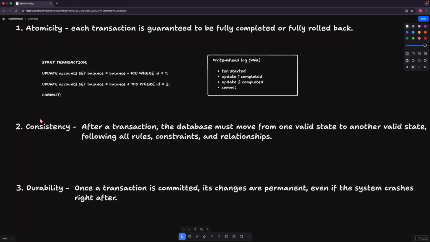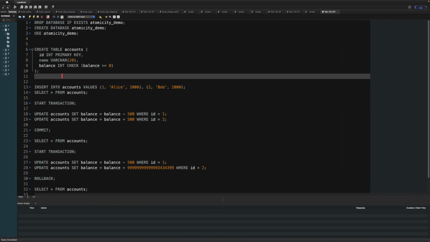The next principle we have is consistency. With consistency, we mean here that after a transaction, the database must move from one valid state to another valid state, following all the rules, constraints, and relationships. For example, here we have the accounts table, and in this accounts table, we have the balance column. For the balance column, we have added a constraint that the balance must be greater than or equal to 0. Okay, so this is a constraint.